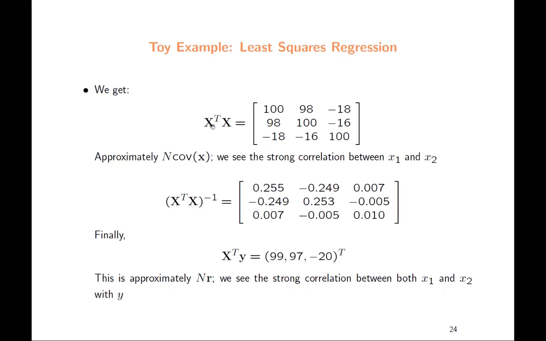Yeah, we can look at these matrices. So x transpose x looks like this, and here you see the big numbers, which one can show is approximately n times the covariance. Covariance is sort of 1 here, so everything is close to 1 if you divide by 100. This is the inverse, and the third term, x transpose y, gives you these numbers.